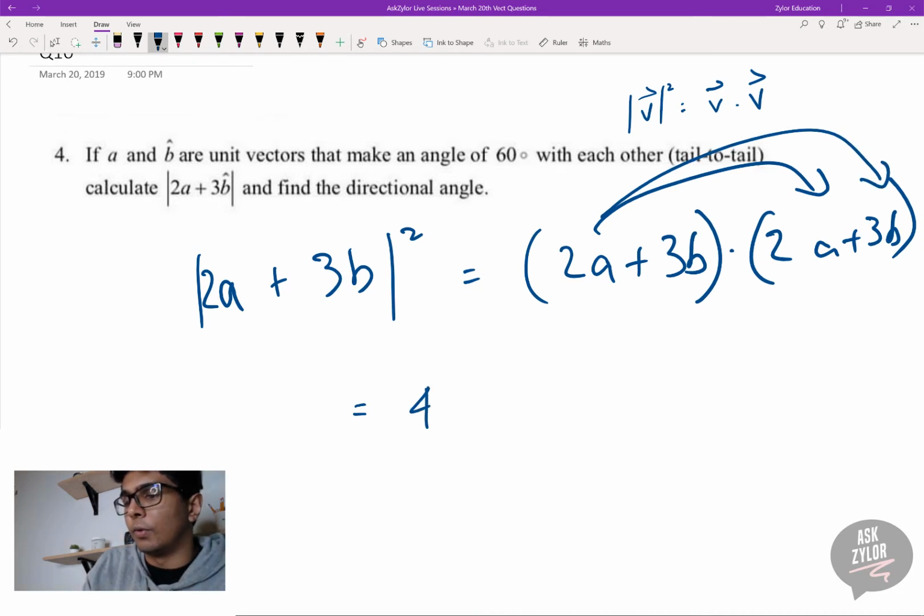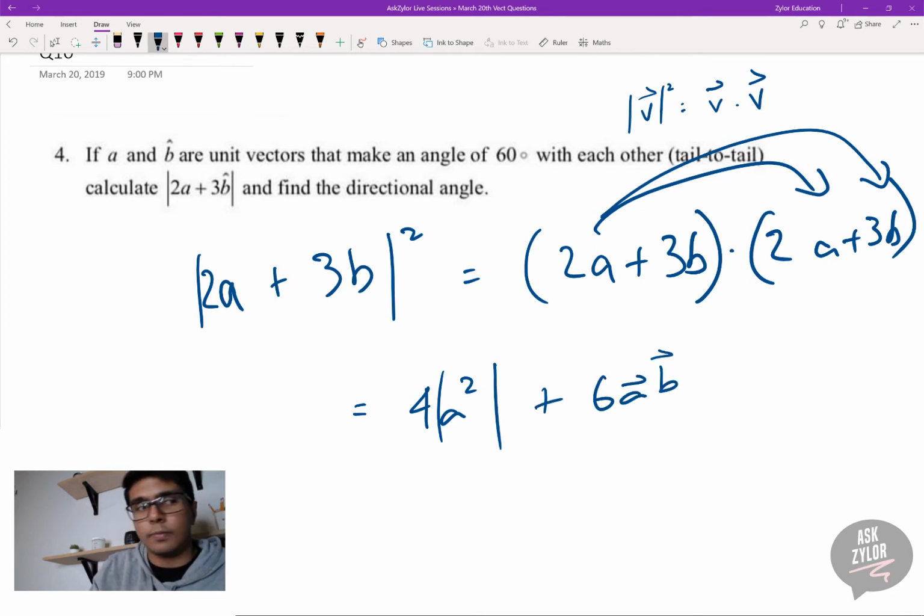So I have 4a squared, and then I have 6ab plus 6ab, so I just have 12ab. And then plus 9b squared.